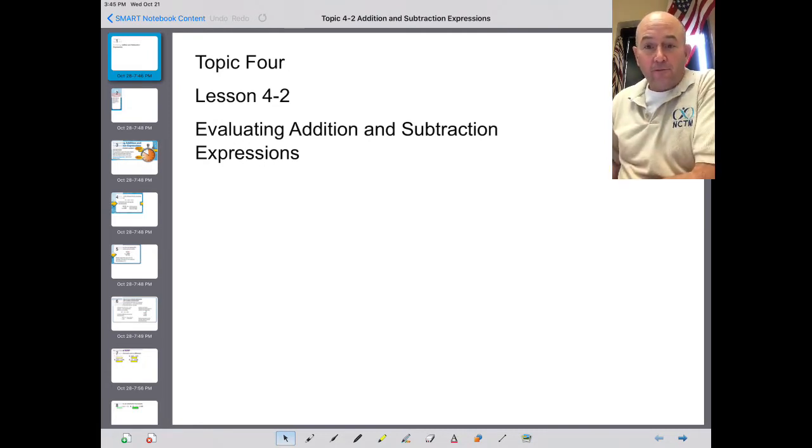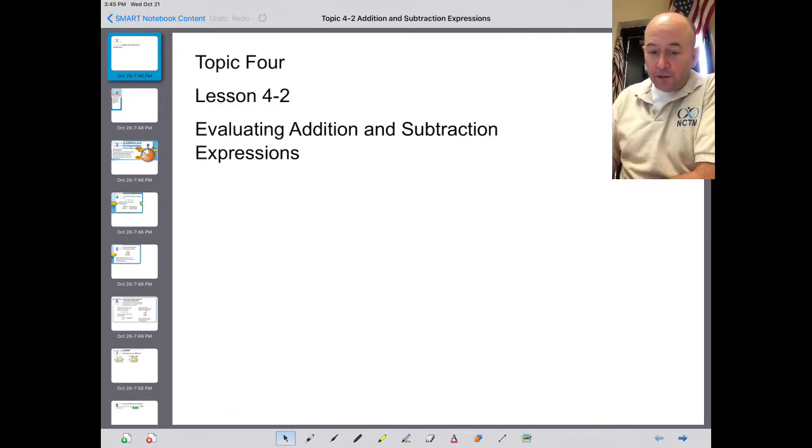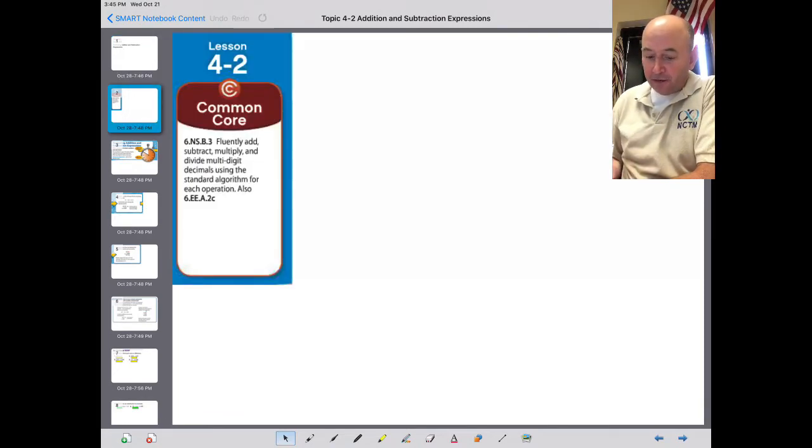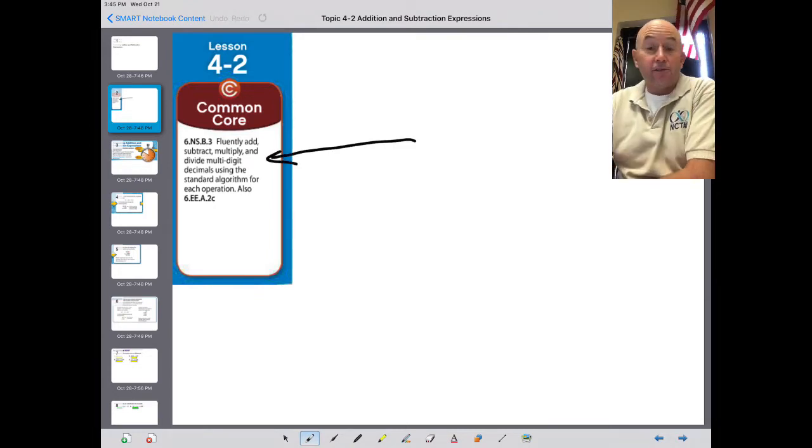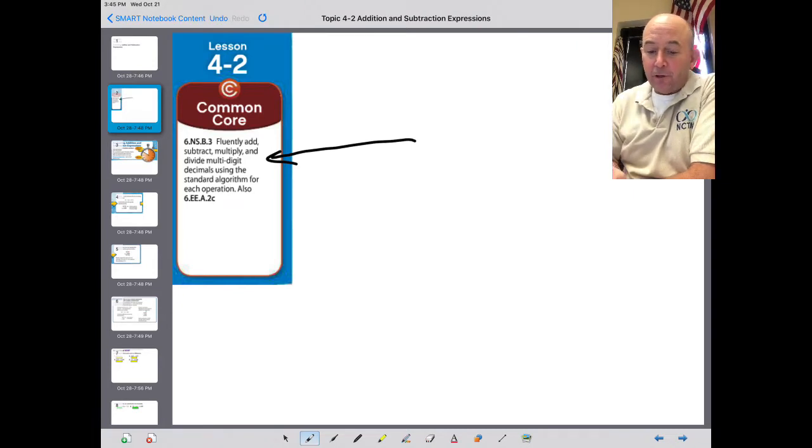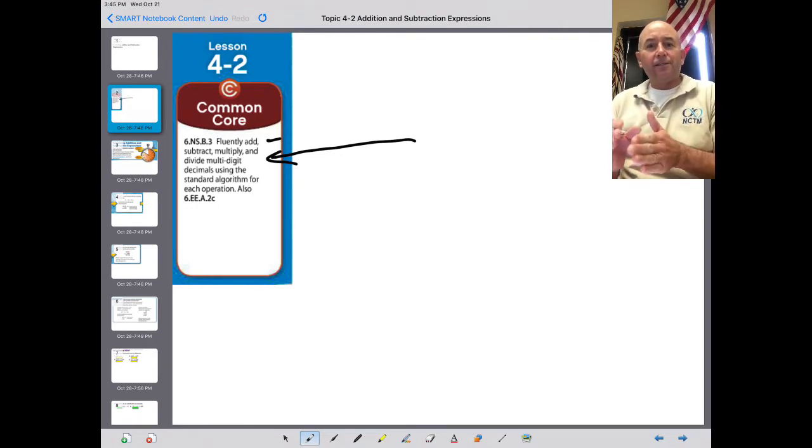This is topic 4.2. What we're going to do is first indicate what this is all about in terms of the Common Core standards. You'll notice that it talks about fluency in addition, subtraction, and multiplication. That's essentially what this lesson is about.